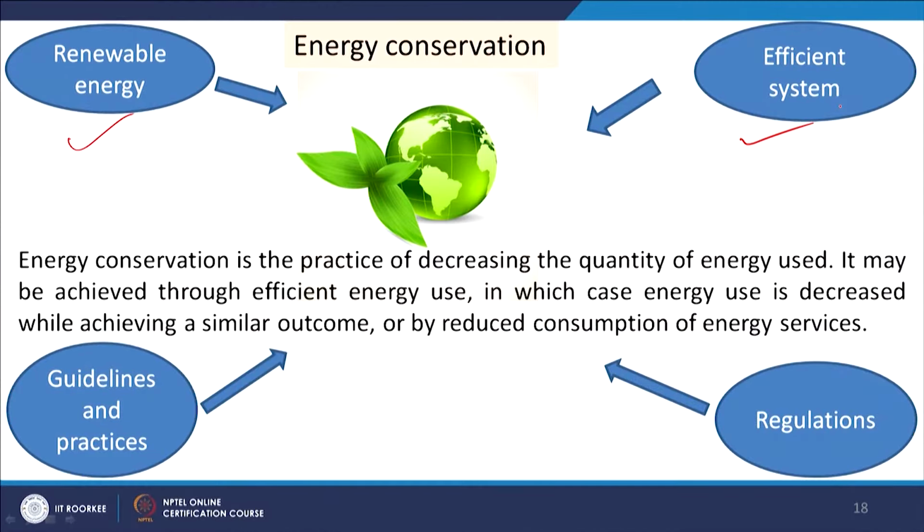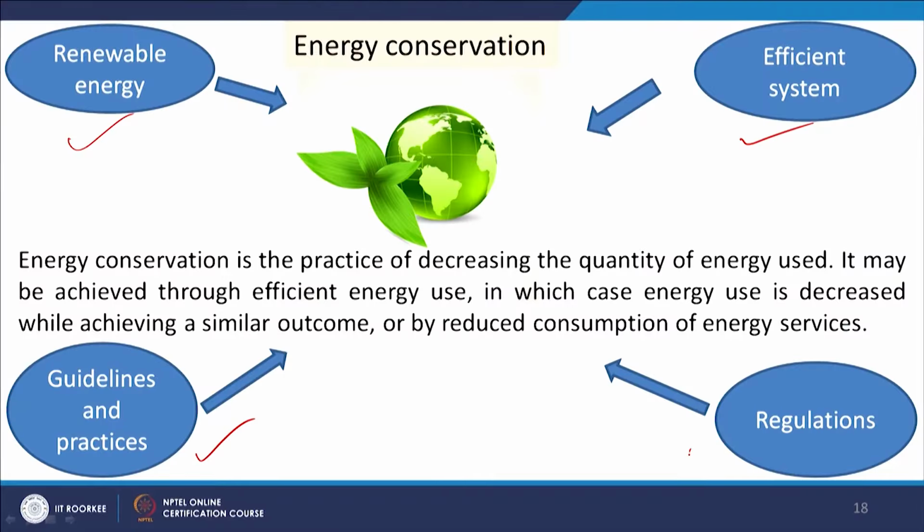Another is efficient systems. We need efficient systems. If the efficiency of a system for energy conversion is increased, obviously we will be able to produce more energy in useful form. For example, I have given the subcritical and supercritical condition. If we use supercritical steam, then obviously we will get more energy efficiency. So, the same amount of coal will produce more energy when we are using the supercritical boiler.